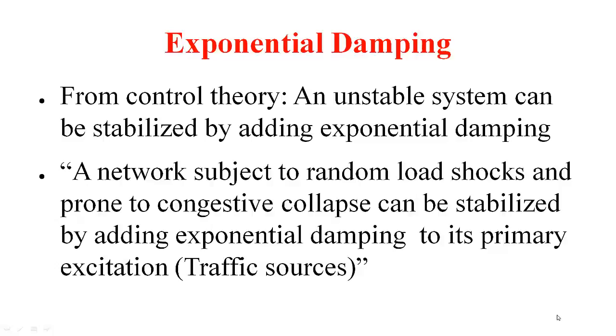What does it mean with respect to networks? So currently the network is congested, so it is in a state of congestive collapse. If you want to stabilize the system, you need to introduce exponential damping to its primary excitation, which in this case is the traffic sources. Basically, give enough time for the system to recover before you send packets.